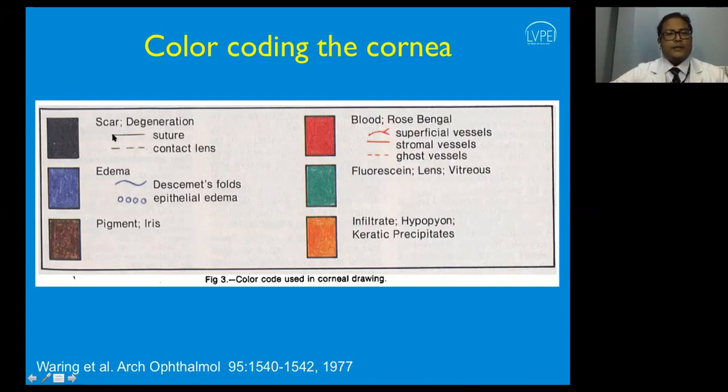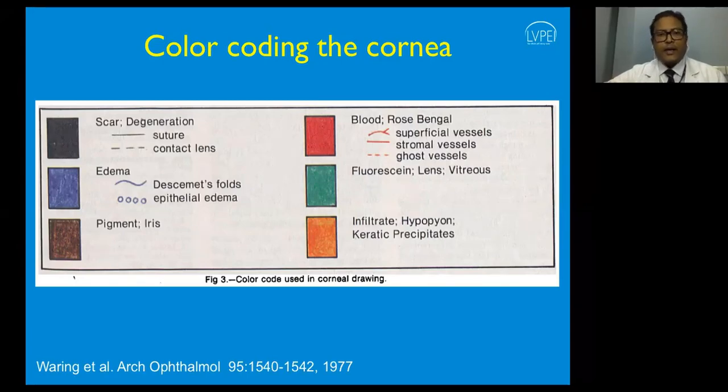In addition, when there is a suture, you denote it by a straight black line and a contact lens by a dashed black line. Edema is blue, and all those areas of Descemet's folds are traditionally denoted by wavy blue lines, and epithelial edema by small circles made in blue. Similarly, superficial vessels are traditionally denoted by small wavy branching red lines, and broad straight red lines are stromal vessels. Ghost vessels are dashed red lines, and anywhere there is lens or vitreous, such as in a corneal tear, that would be denoted by green.